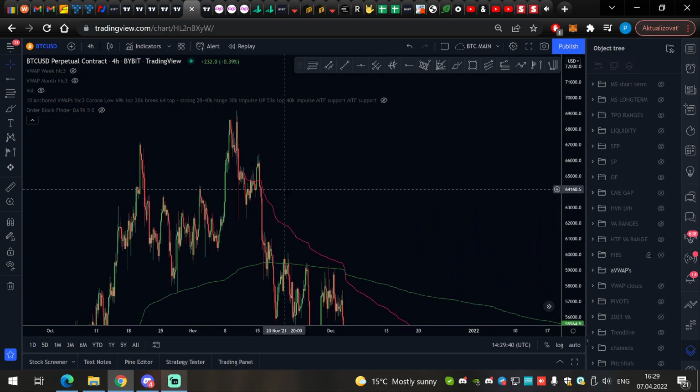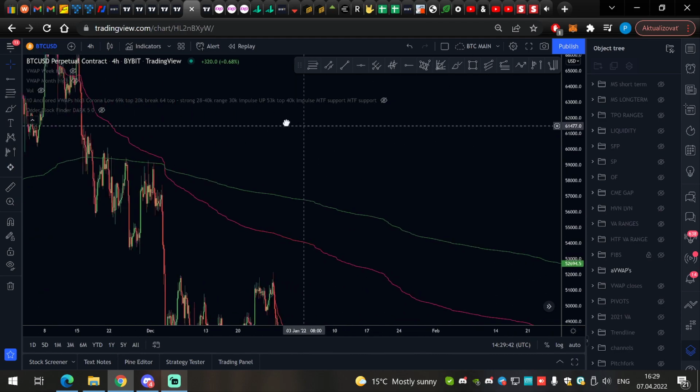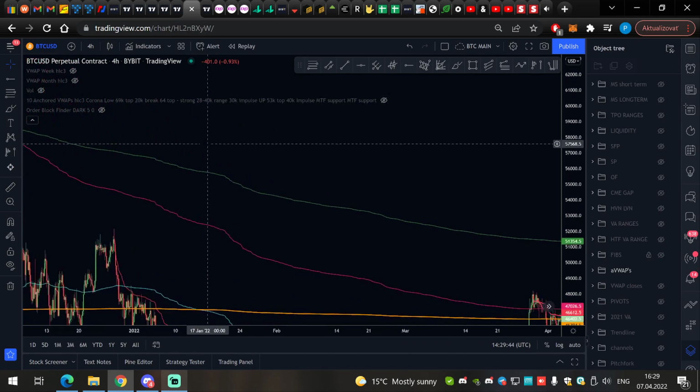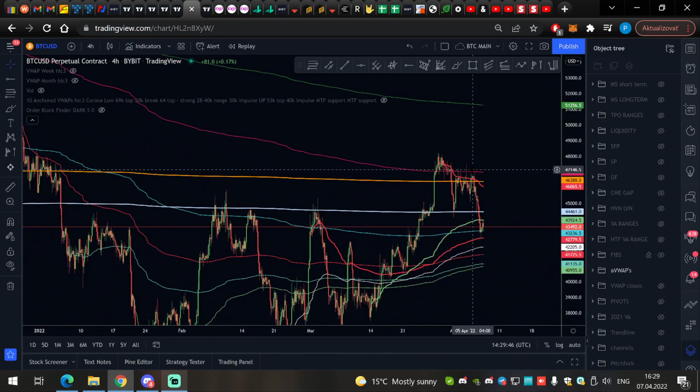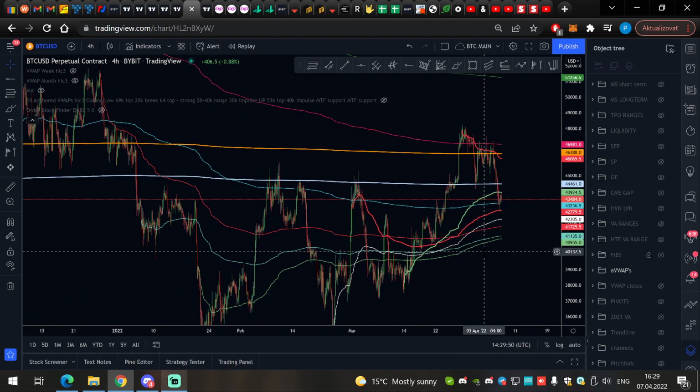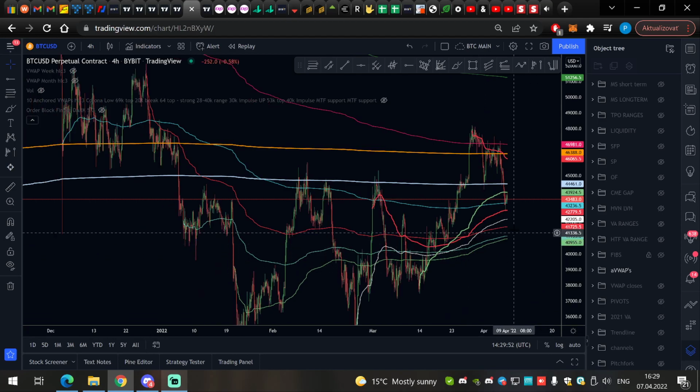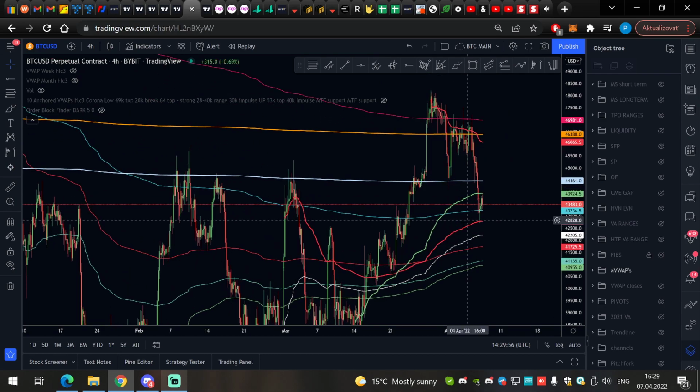It's not like a bear market, but it's measuring from the 69k top. So yes, it's now resistance for Bitcoin, but right now we are bouncing from one which I will show you.